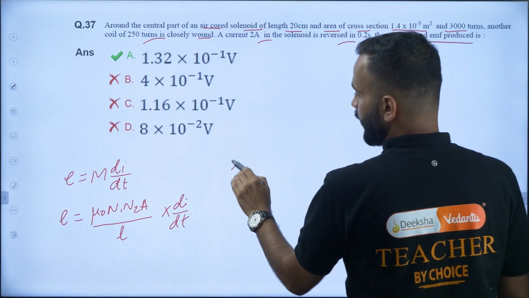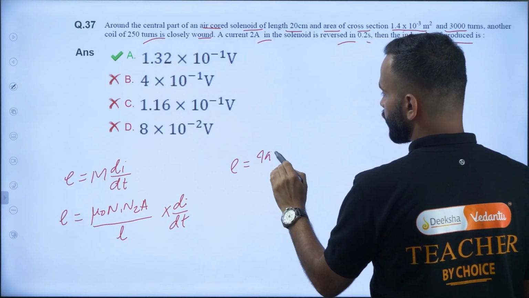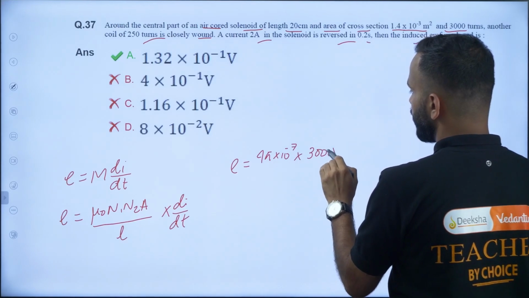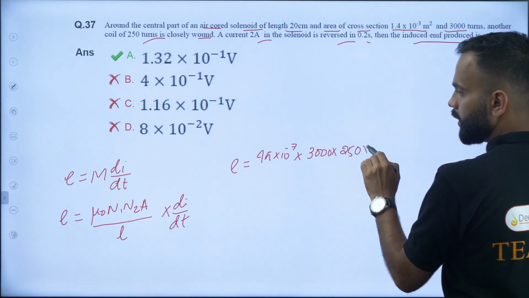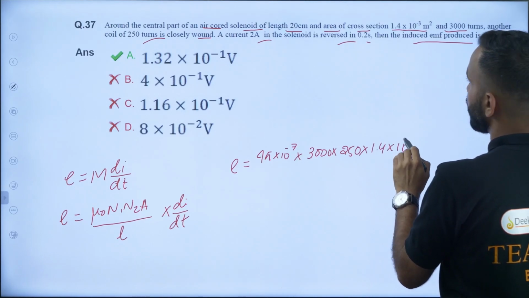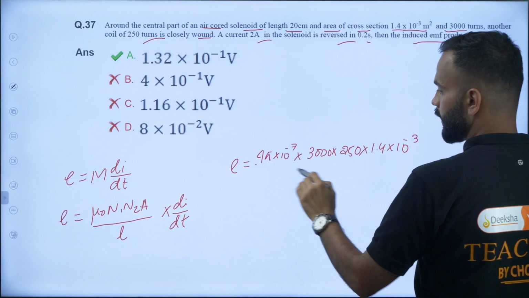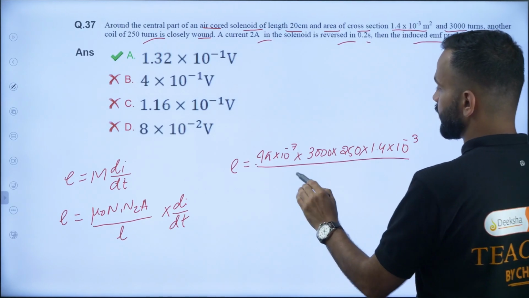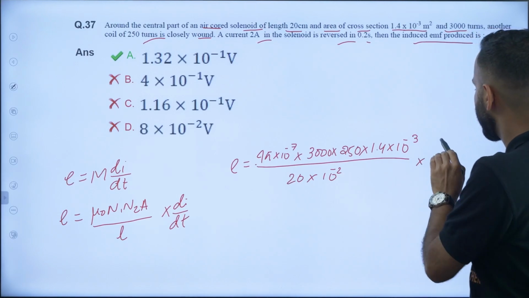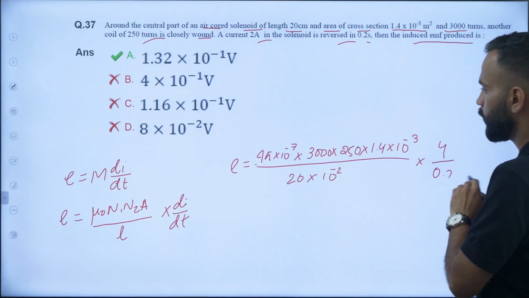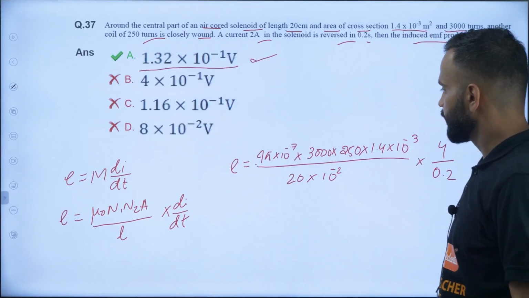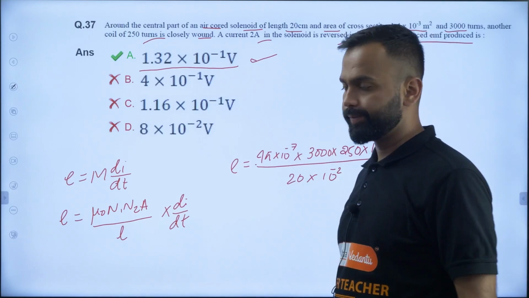So now E is equal to mu naught, which is 4 pi into 10 to the power minus 7, into N1, that is 3000 turns, into N2, 250 turns, into A, which is 1.4 into 10 to the power minus 3, divided by L, 20 centimeter, that is 20 into 10 to the power minus 2, into di, which is 4, divided by 0.2. Now solve this, you will get induced EMF as 1.32 into 10 to the power minus 1 volt. So the correct option is A.